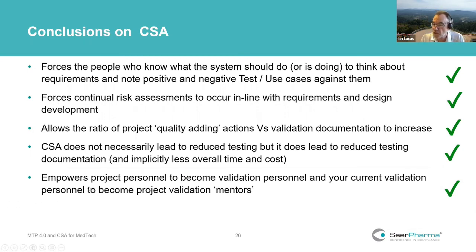So what we're trying to do now is empower people. Validation is not just the validation or quality team. It's actually everybody on the project who is involved in this. So we want the validation team, rather than doing the validations, to become mentors for the project people. And we start meshing the project and validation together, so we're not thinking that validation is a separate task.